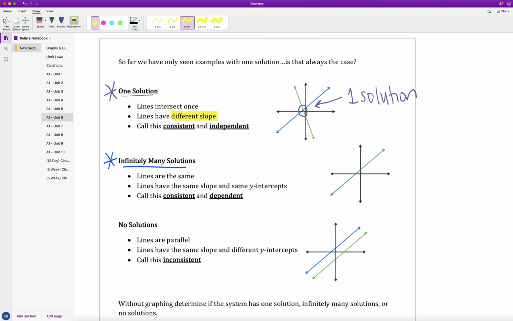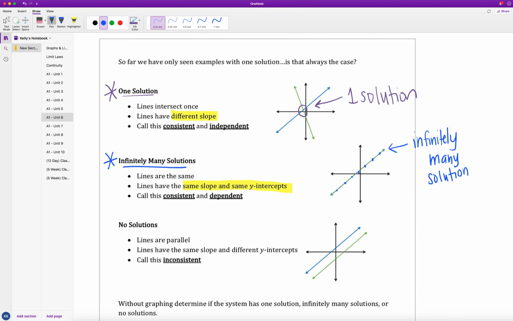When I have lines that are the same, that happens if I have the same slope and the same y-intercept. And when that happens, I actually have an infinite number of solutions because they intersect everywhere. Each one of these points is a point where they intersect, and I can't even draw all the points because there are infinitely many of them. So this is what we call infinitely many solutions, since the lines are ultimately the same line.